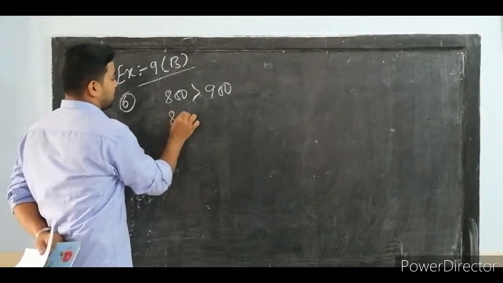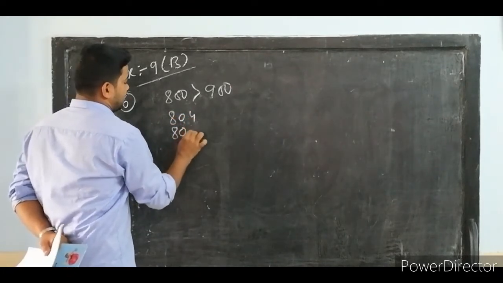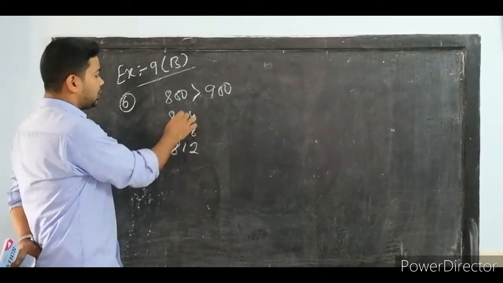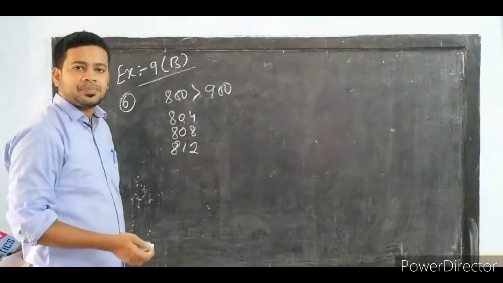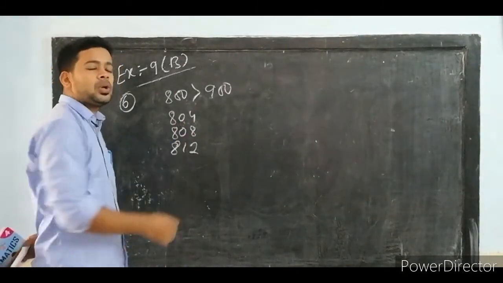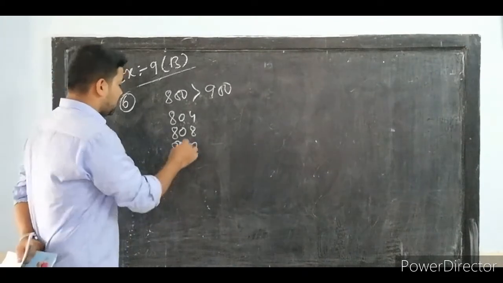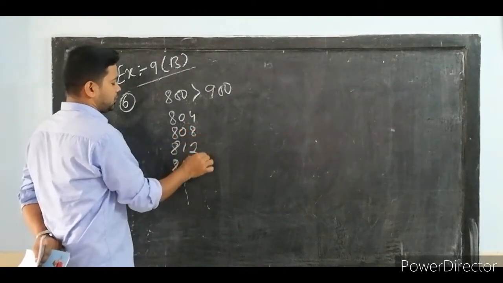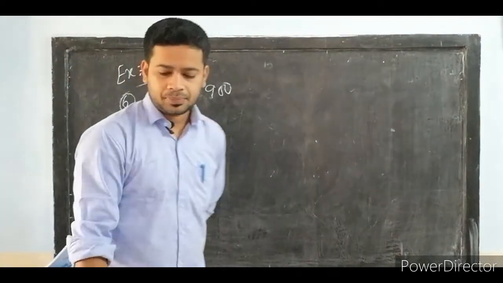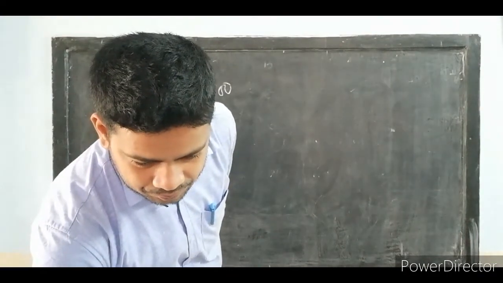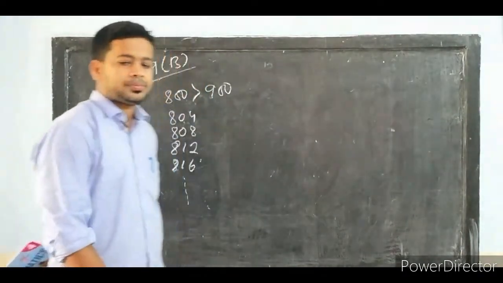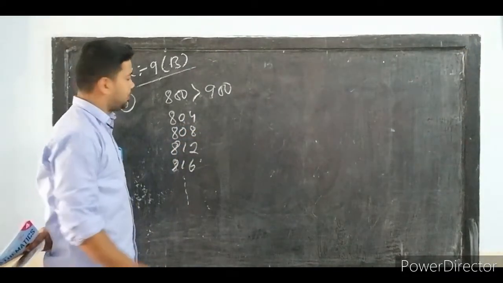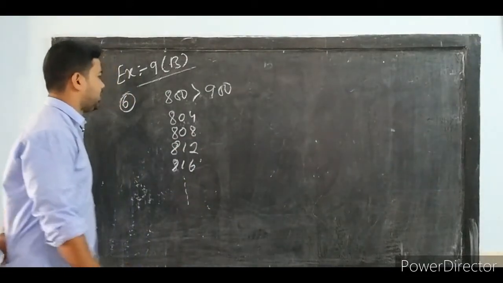So if we write 804, 808, 812, why am I writing this? Actually, I am writing all the multiples of 4 after 800. If I write all the multiples of 4, that means all the numbers will be divisible by 4. Okay, 812, then 816, like this 10 numbers. Here I have written 1 2 3 4, the remaining 6 numbers you will write. So in this way we will write only the multiples of 4 between 800 and 900.